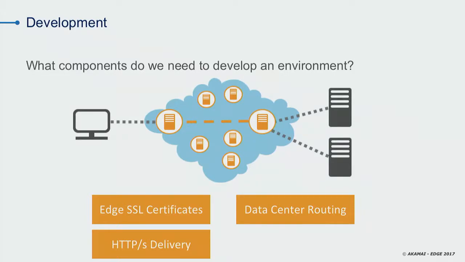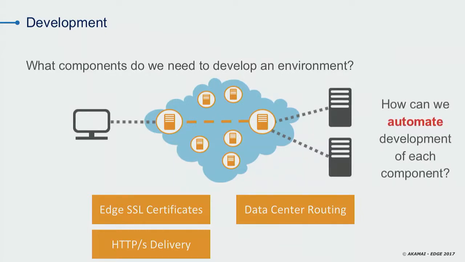And then lastly, HTTPS delivery. That's essentially your edge configuration where you're defining things like caching rules, compression, routing rules, and so on. So these are kind of the 3 main pieces that you need to get things going as far as developing an environment on Akamai.